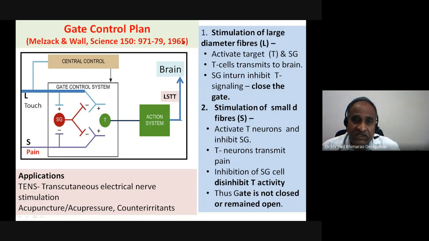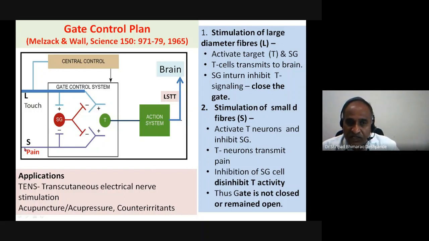Just to revise what I had said about this, the stimulation of large diameter fibers activates the target cell as well as the substantia gelatinosa cells. The target cells transmit the signals to the brain, whatever signals they are carrying. Substantia gelatinosa cells in turn inhibit the T signaling, the target or projecting neuron signaling, and close the gate. So this is a closure.